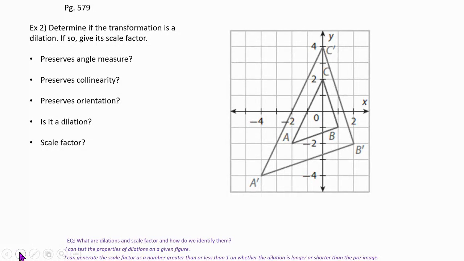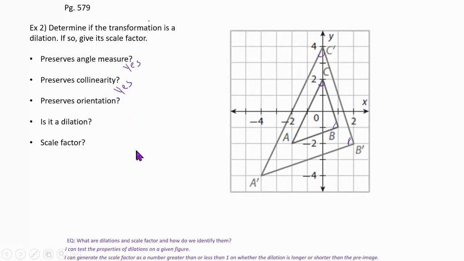Determine if the transformation is a dilation. If so, give its scale factor. Preserve angle measures? Okay, kind of hard to see, but it does look like C and C prime are about the same degrees. Same as B and B prime. They look about the same degrees, so we're going to say yes. Preserves collinearity? Yes, because A and B are on the same line, and so are A prime and B prime. And same thing with B to C. B and C are on the same line, and B prime, C prime are on the same line. So yes, it preserves collinearity.